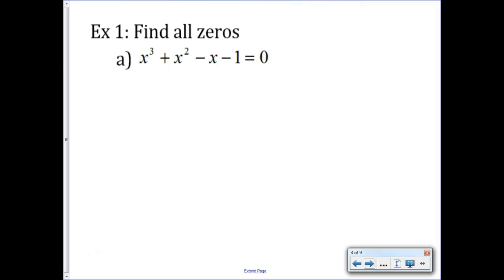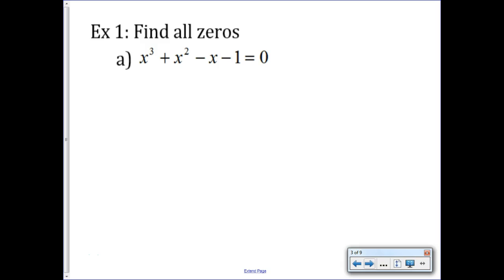So find all the zeros of x to the third plus x squared minus x minus 1. So we could use what we learned in our previous lesson, finding those zeros. We could try to factor by grouping. We could do some synthetic division. I'm going to go with factoring by grouping for this one.